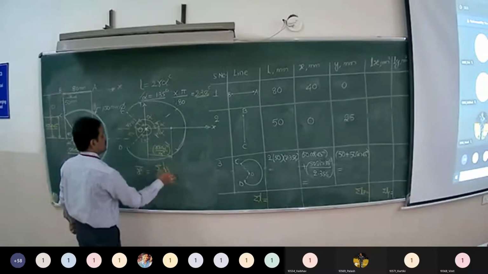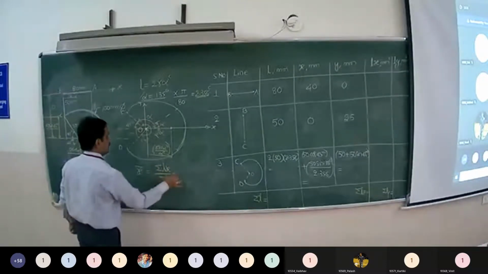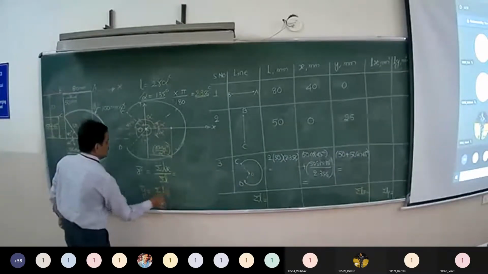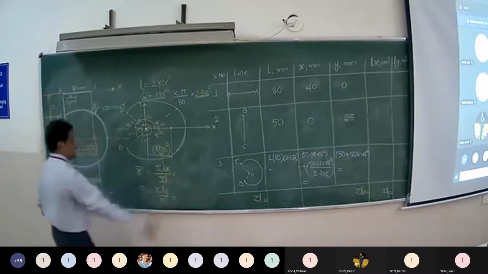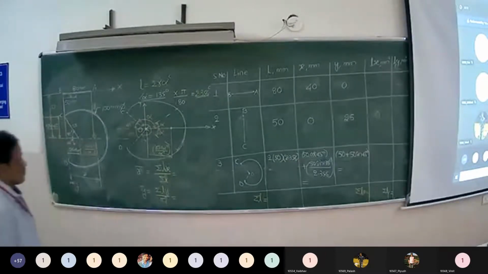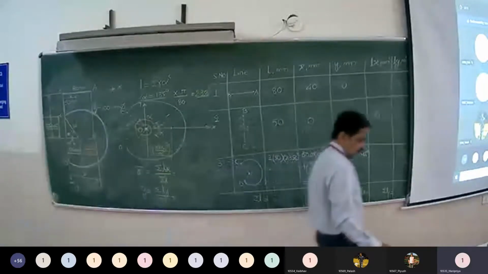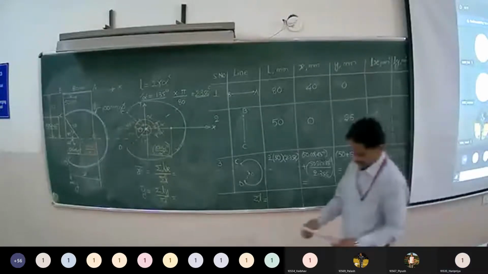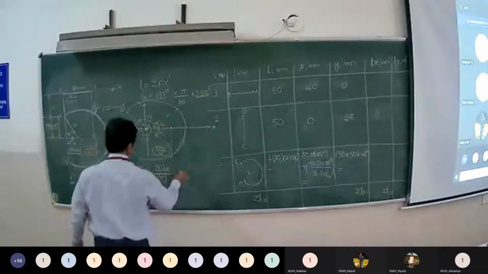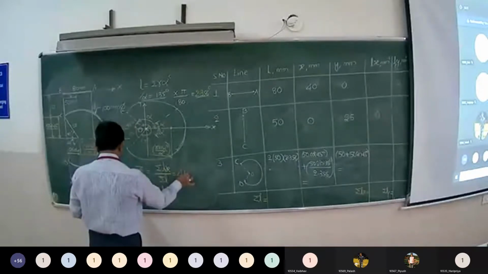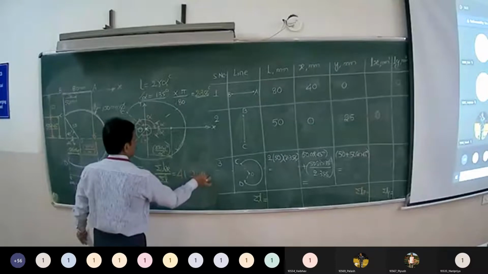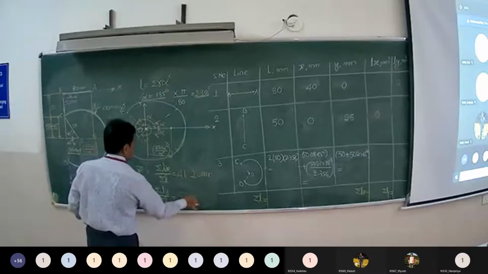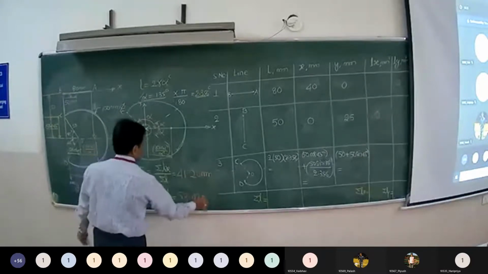X bar is equal to summation Lx upon summation L. Y bar is summation Ly upon summation L. X bar is 41.2, and Y bar is 58.42. Right? X bar is 41.2 and Y bar is 58.42.